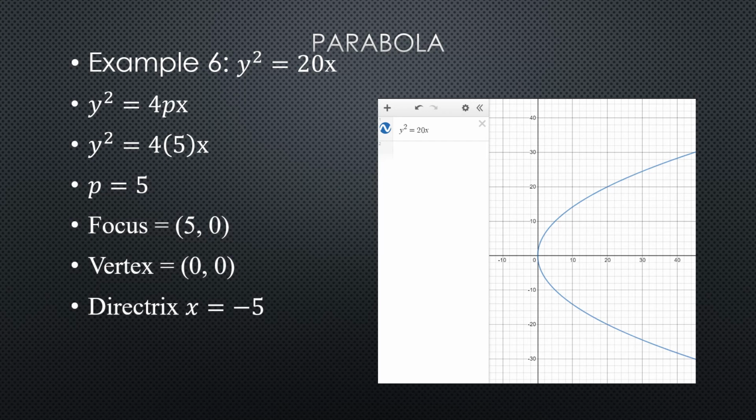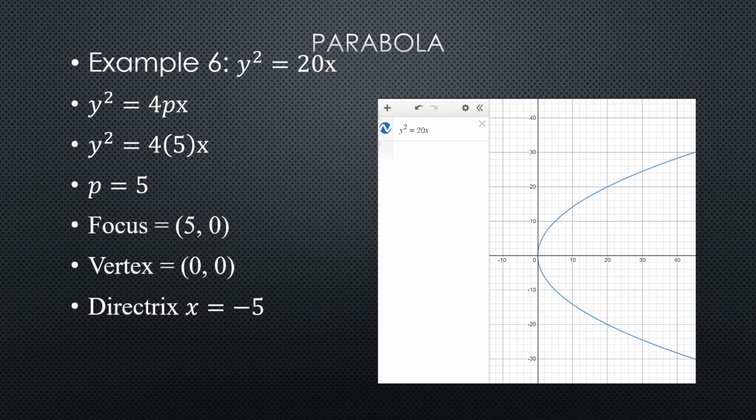So we see that we've got the y squared formula. So we know the parabola should be opening in x, and because this 20 here is positive, it should be opening towards the positive x-axis. And if we look at our original y squared equals 4px, and we want to solve for p, we know that we have to divide a 4 out of this 20, so that leaves us with y squared equals 4(5)x, where p is equal to 5.